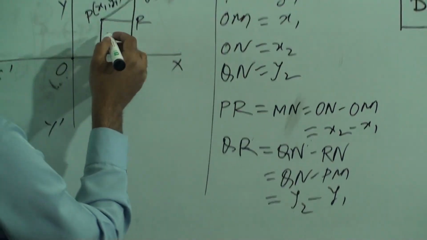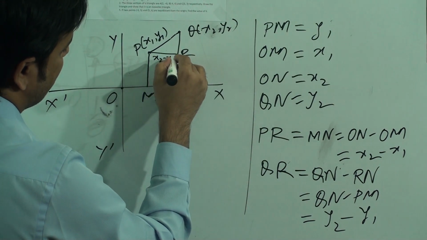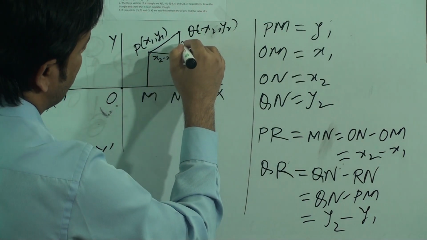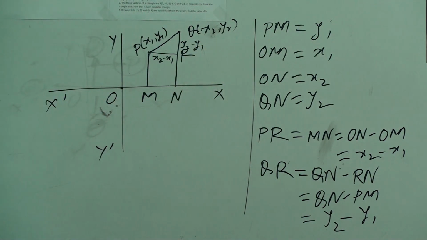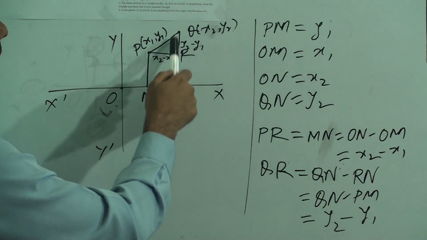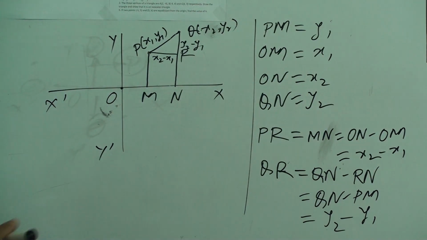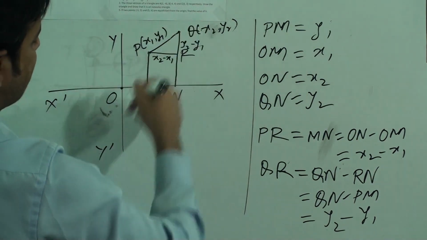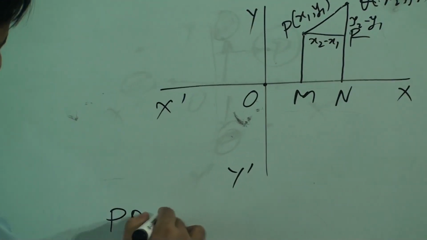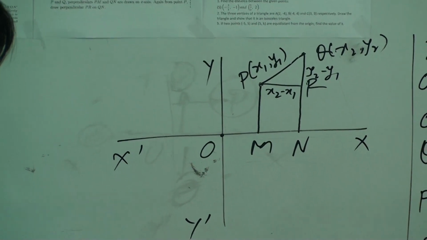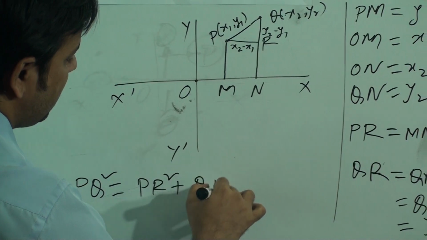Now we know the length of PR, that is x2 minus x1, and the length of QR, that is y2 minus y1. Dear students, now we can apply the theorem of Pythagoras, as PQR is a right angle triangle. So PQ is the hypotenuse. So we can apply the formula of Pythagoras. We can write PQ square equals PR square plus QR square.